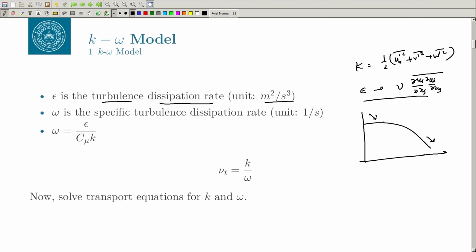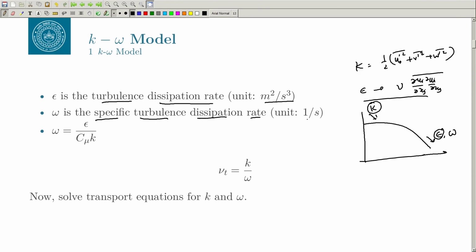So, you need some equation which tells you how the kinetic energy is being produced, transported, how the kinetic energy changes between the different eddies, and something which represents your dissipation. In the k epsilon model we had k and epsilon, but this k omega model is slightly different. Instead of epsilon we are going to use a quantity called omega.